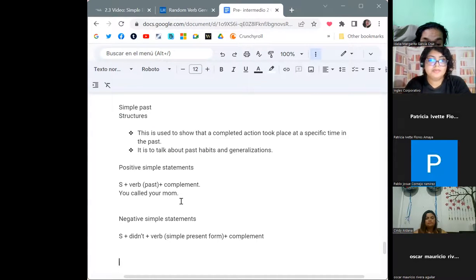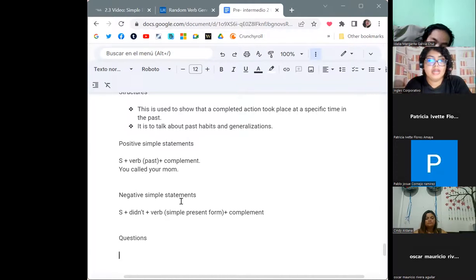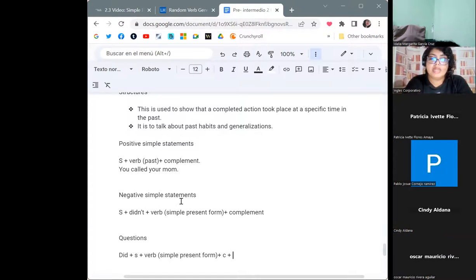And for the questions, we have the auxiliary did plus the subject plus the verb. And in this case, it's the same with the negative form. Simple present form plus the complement. In this case, I'm going to use right C plus the question mark. And that's it. They are very, very simple. We are not going to talk about these structures a lot because it is not necessary. Esas son las estructuras, esas son las bases de nuestras estructuras que vamos a utilizar para crear oraciones. Como ya les decía, esta es la base, ya luego podemos hacer oraciones más largas, agregarles más cosas, hacerlas más complejas, pero esta es la base como tal.